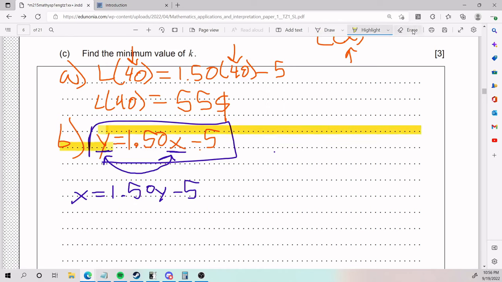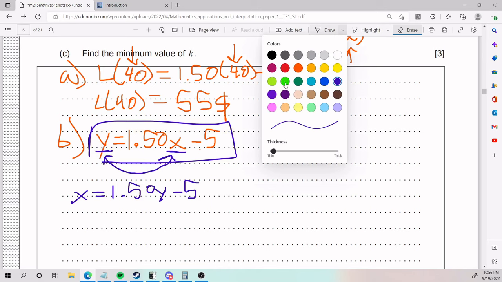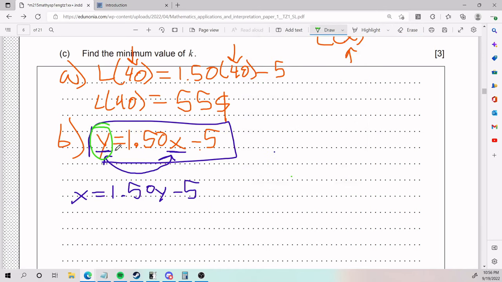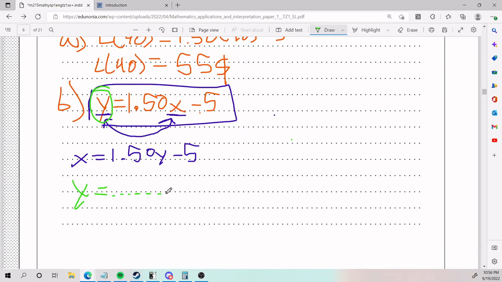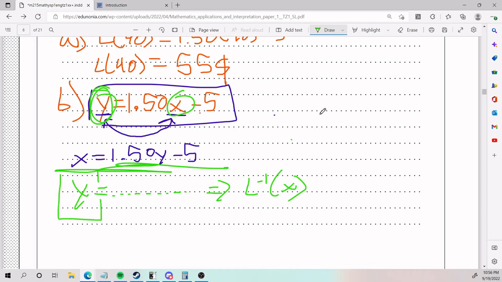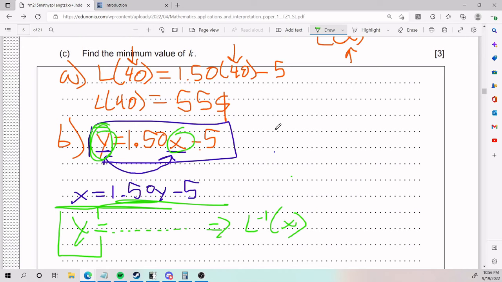This y has to get alone, right? You want to reach y equals something, and whatever that something is going to be is your inverse function. So you flip y and x, end up with something like that, and make sure you get y alone. That is going to be your inverse function. That is the game plan. So, that being said, I am working from here.